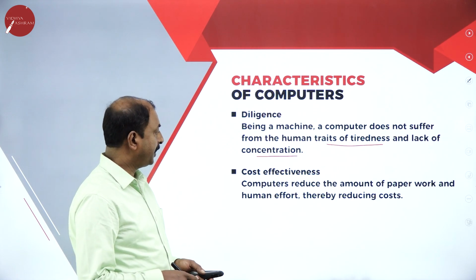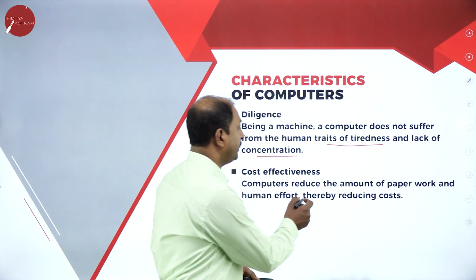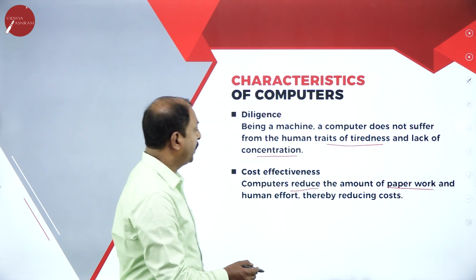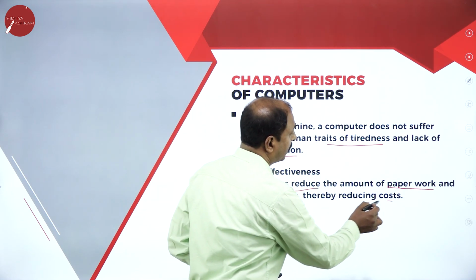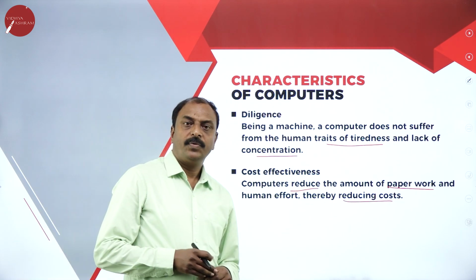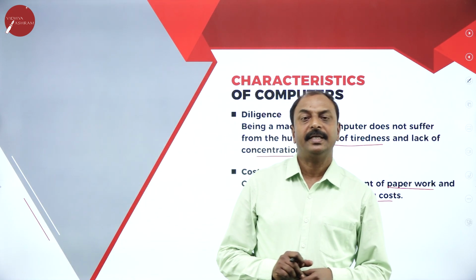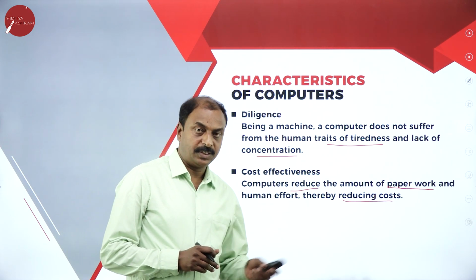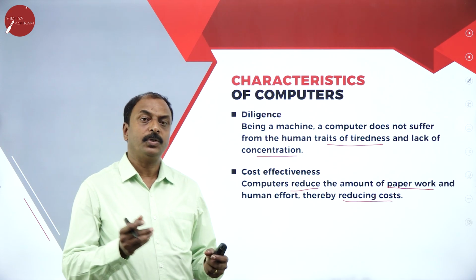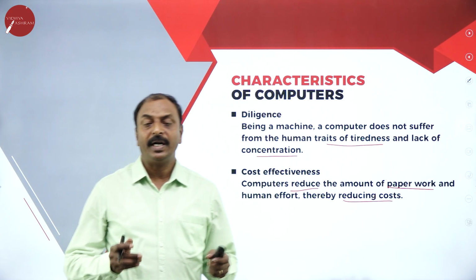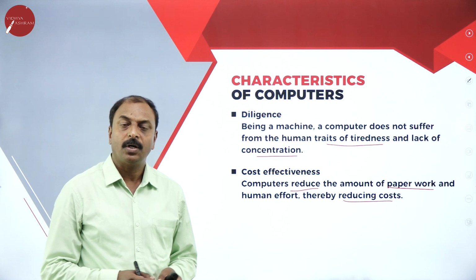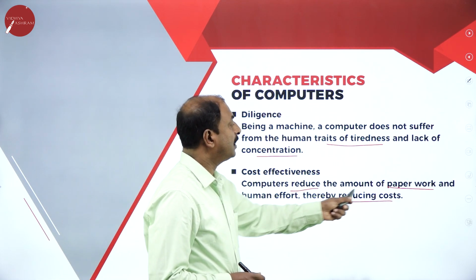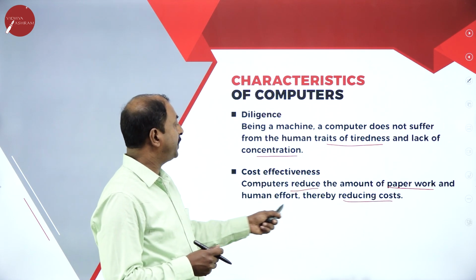The next one is cost effectiveness. The meaning is that computers reduce the amount of paperwork and human effort, thereby reducing cost. Nowadays, we are using a term called paperless office. What is the meaning of that? We are using the computer system, but we avoid taking printouts and avoid generating different reports on paper or through a printer. So it reduces the amount of paperwork as well as human effort.